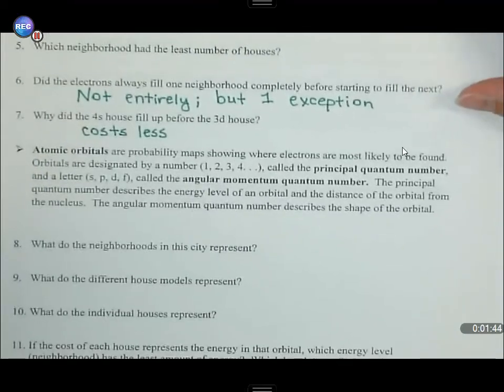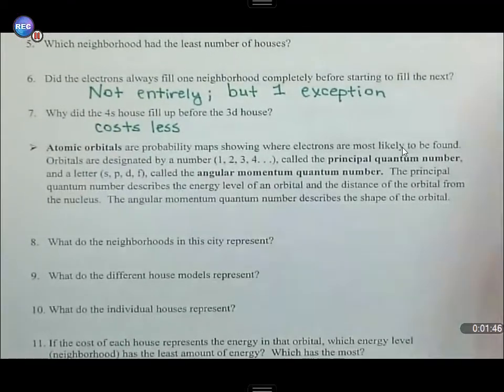Now, atomic orbitals are probability maps showing where electrons are most likely to be found. Orbitals are designated by a number, 1, 2, 3, 4, called the principal quantum number, and a letter, S, P, D, F, called the angular momentum quantum number. The principal quantum number describes the energy level of an orbital and the distance of the orbital from the nucleus. The angular momentum quantum number describes the shape of the orbital.